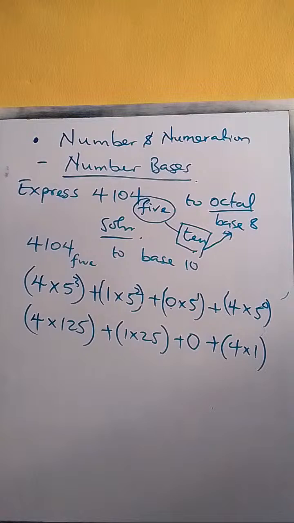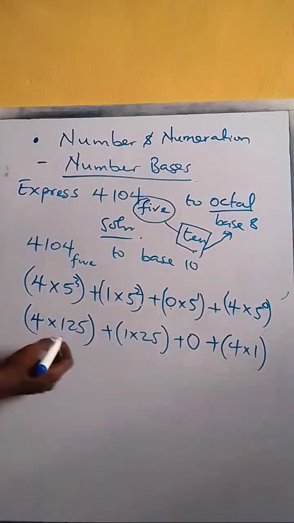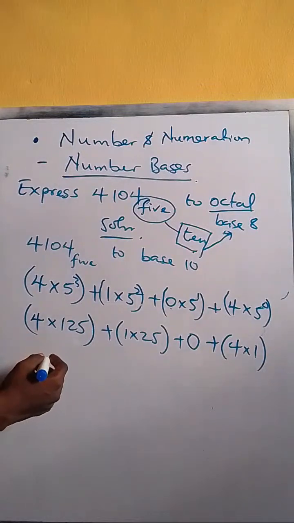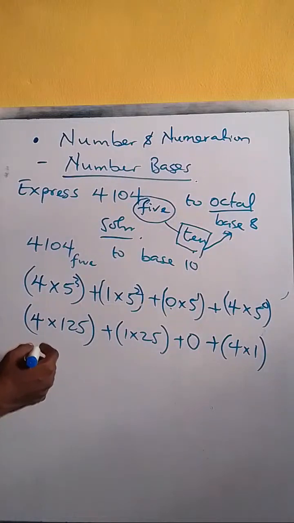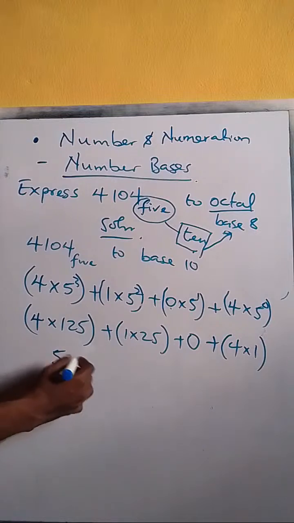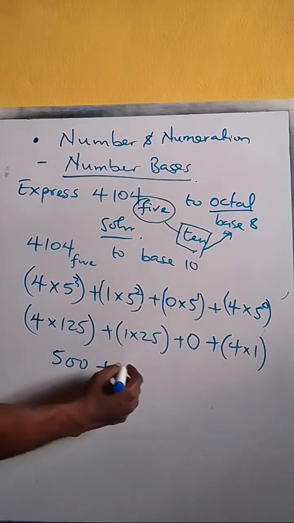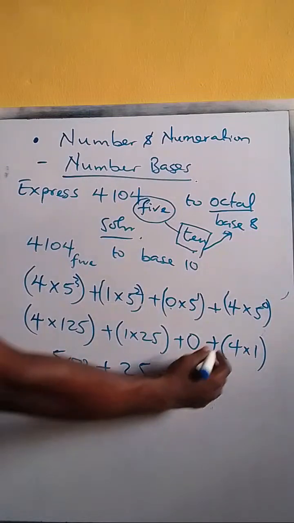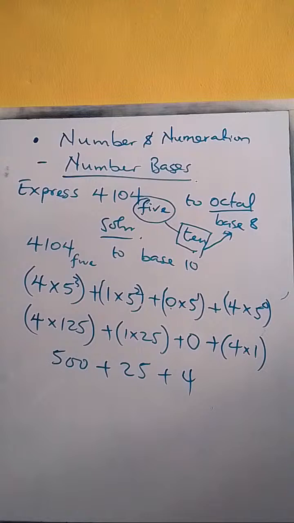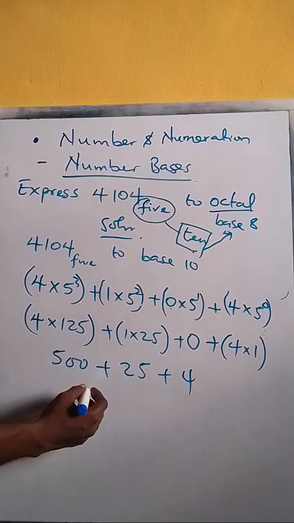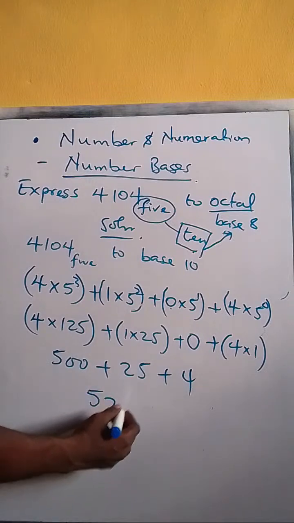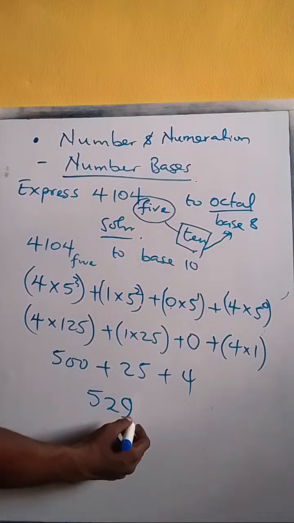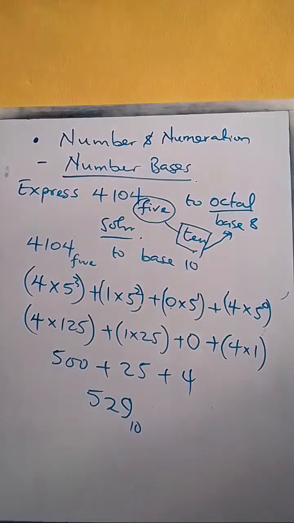Then what is the next thing to do here? We multiply. This becomes 4 times 125, we have 500. Then plus 1 times 25, we have 25. This is already 0, so cancel. Then plus 4 times 1, that's 4. Then this gives us 529 to base 10.